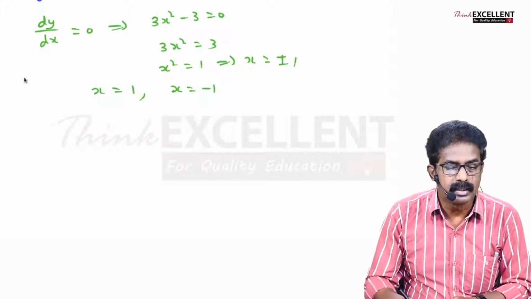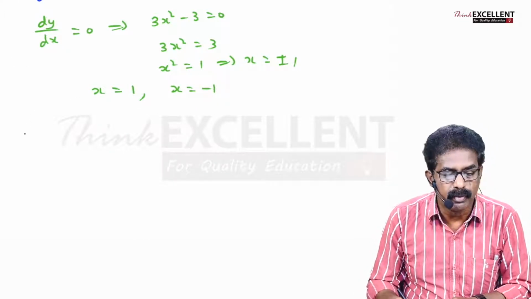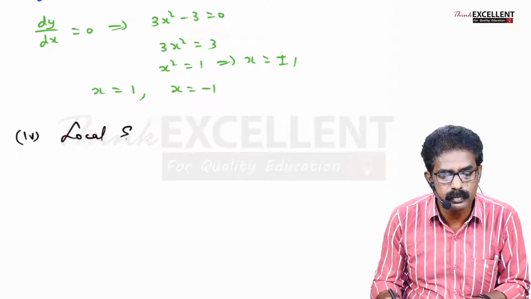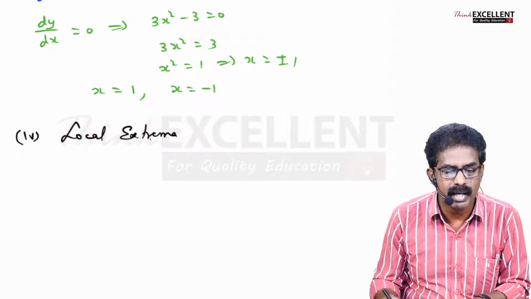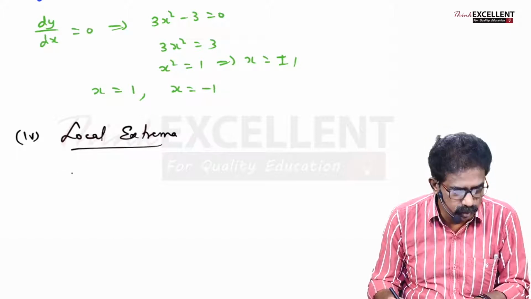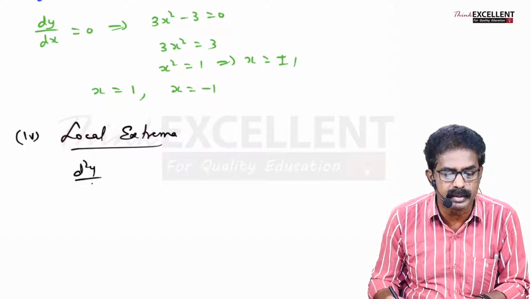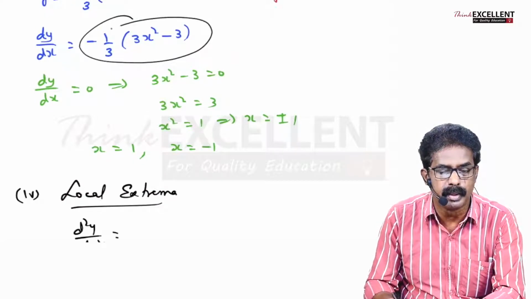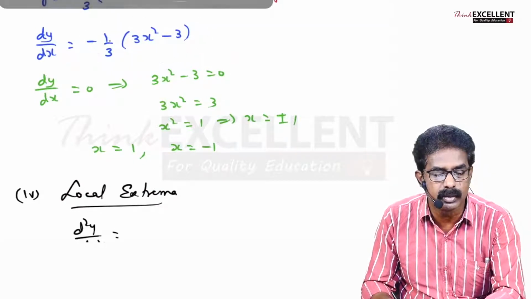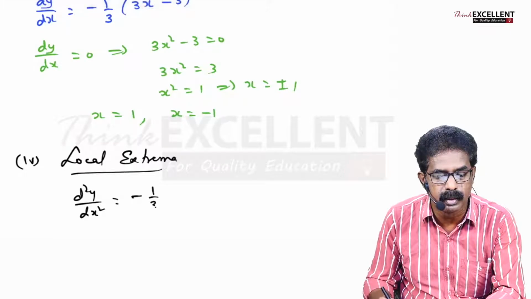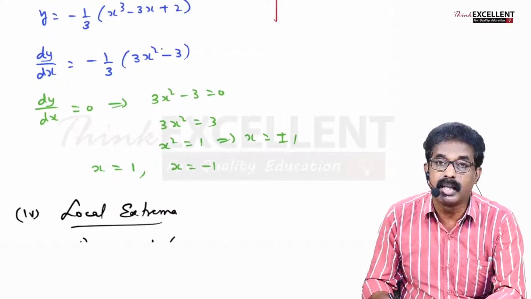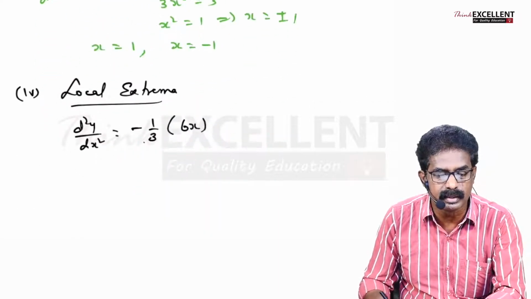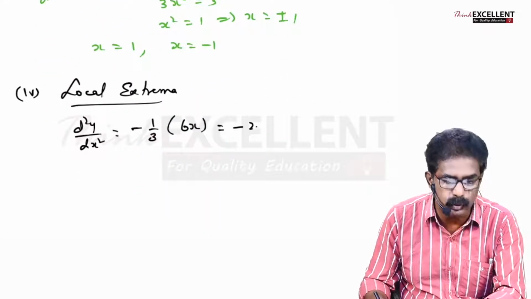So that is the next step. That is step number 4, local extrema. For that, you find the second derivative also. So you find d square y by dx square. Please listen. Already dy by dx you got it, right? This is dy by dx. So differentiate it one more time. Minus 1 by 3 write as it is. Then 3x square derivative 6x. Then the 3 derivative 0. Cancel 3, you are getting minus 2x, right?